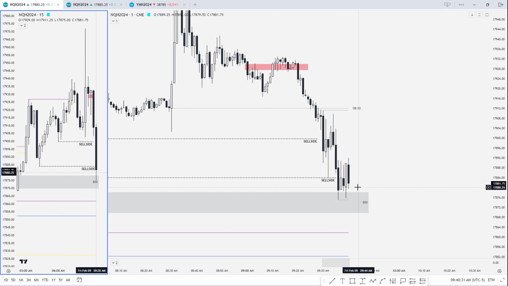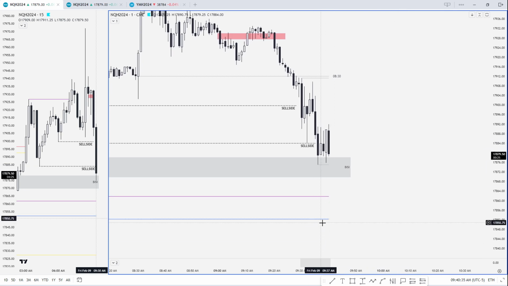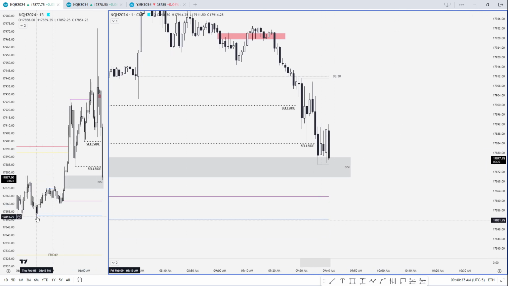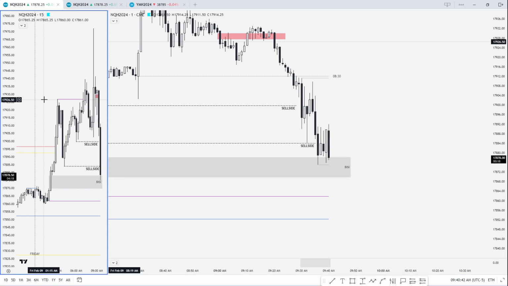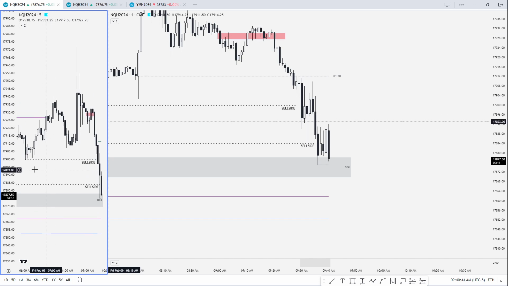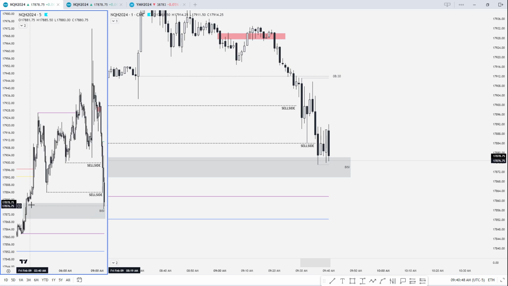So now we're just waiting for the macro time. This Asian low still has my attention. So if we can get down there, I am watching how we react to this 15-minute gap. Zoom out here. Also have a 5-minute gap we're trading into.